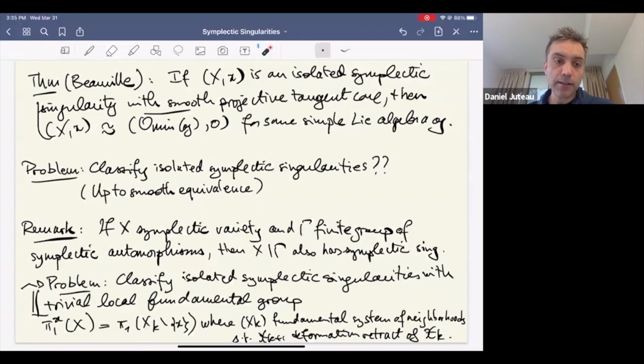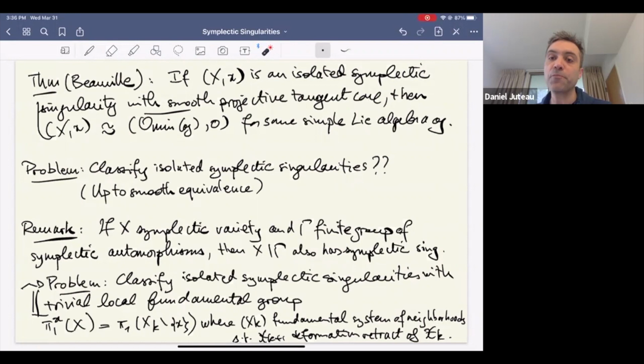A first remark is that if you take any symplectic variety and a finite group of symplectic automorphisms, then the quotient again has symplectic singularities. So already you have a lot of possibilities. Then he asked a more precise question: to classify isolated symplectic singularities, but with trivial local fundamental group.